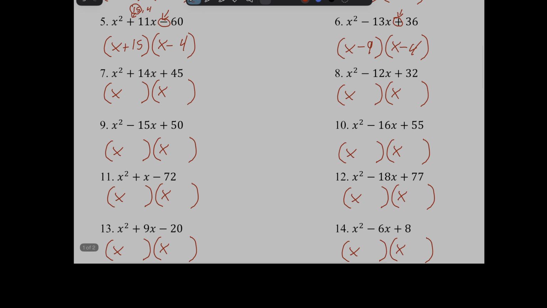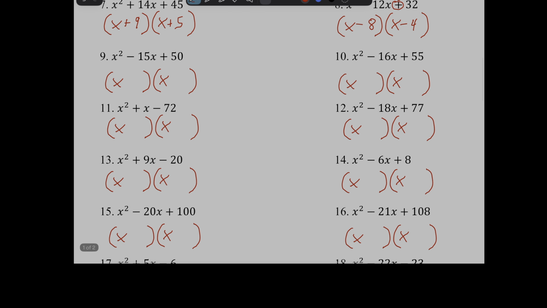Okay, here we go. Let's go to number 7 now. Third term is positive. Signs are the same. Take the sign of the middle number. What multiplies to 45 and adds to 14? That would be 9 and 5, and done. Number 8, third term positive. Signs are the same. Take the sign of the middle, minus, minus. What multiplies to 32 and adds to 12? The answer there is 8 and 4.